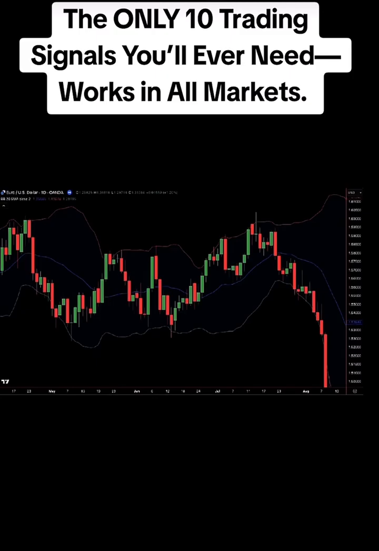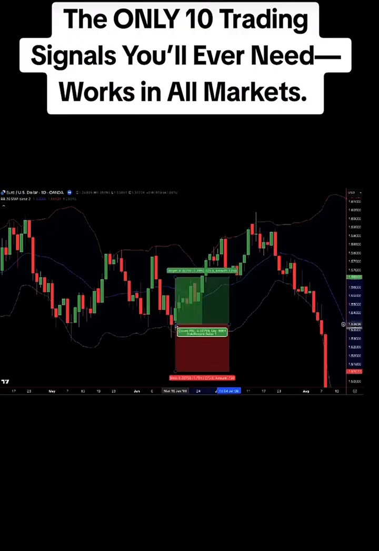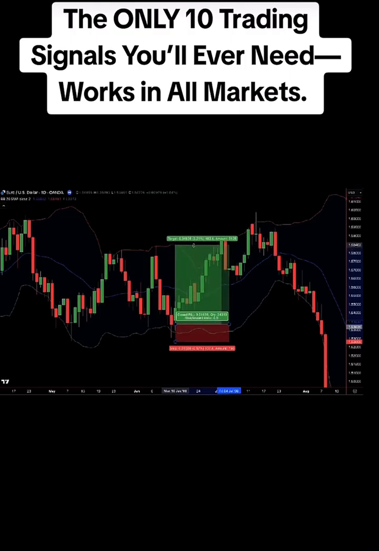Now let's look at a buy setup. Here the market is ranging again. Price touches the lower band and immediately bounces upward. That bounce shows buyers are defending the level. This is a great opportunity to go long. You enter after the bullish rejection candle, set your stop loss below the low, and target the upper band for your take profit.